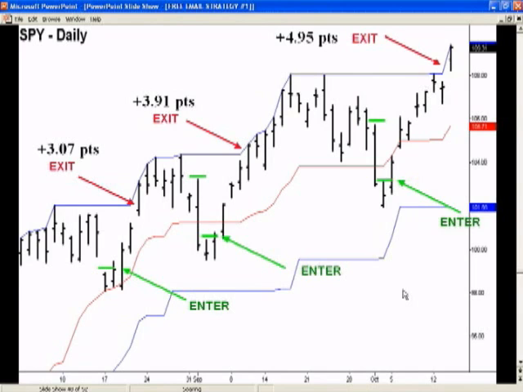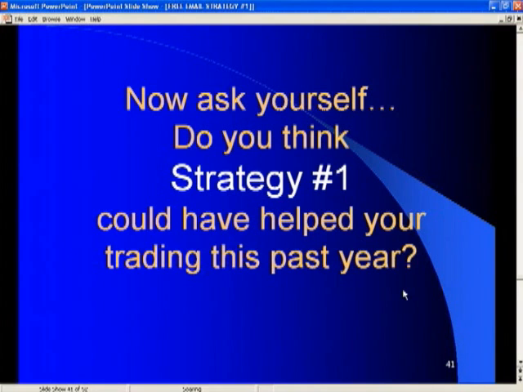I know a lot of you are saying, well, can this really work for me? Well, ask yourself honestly, do you think strategy number one could have helped your trading this past year, regardless of what market you trade or what time frame or what direction you like to trade? We really do think strategy number one could help you, but I know a lot of you are saying, well, where would I protect myself?